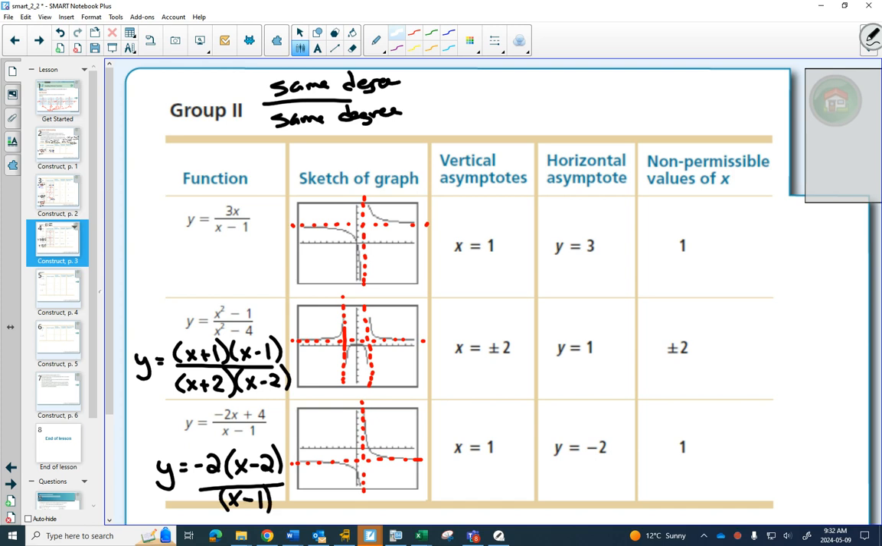The second and the third one could be factored, so I'll just write them in factored form. Again, since each of your non-permissible values doesn't cancel out, in each of these, they became vertical asymptotes. If something canceled out, these graphs could have holes as well. Okay?